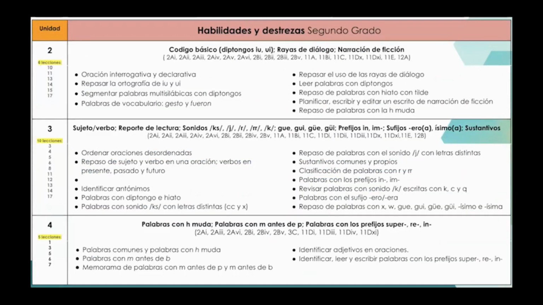Next, we have our habilidades y destrezas en segundo grado. These are all the TEKS in Spanish and the different skills and lessons that the students will be covering for second grade quarter 2.